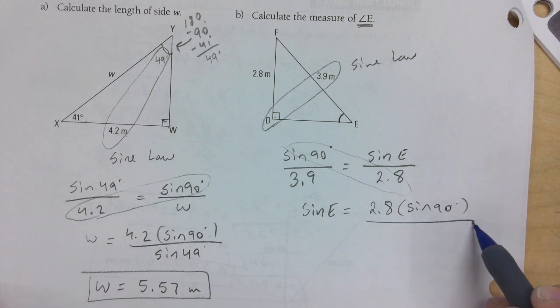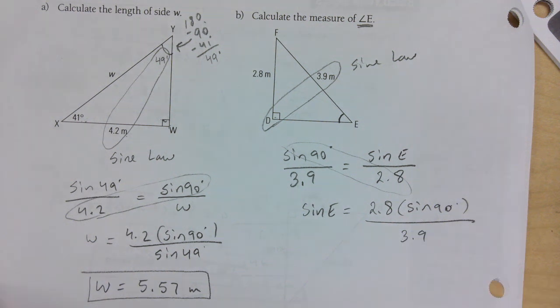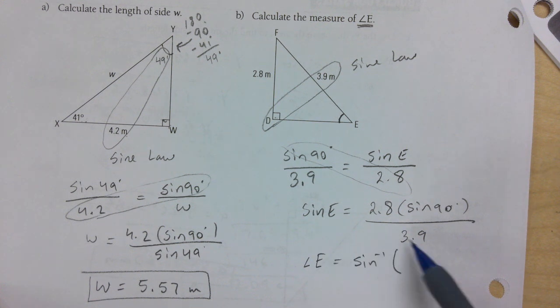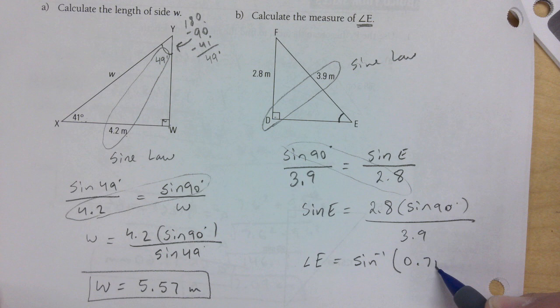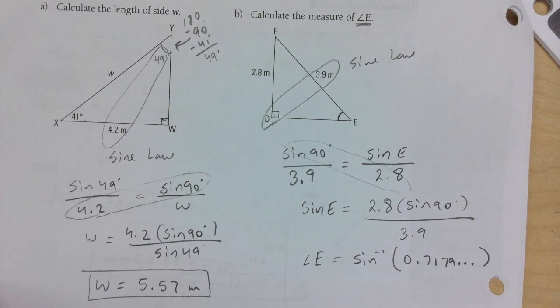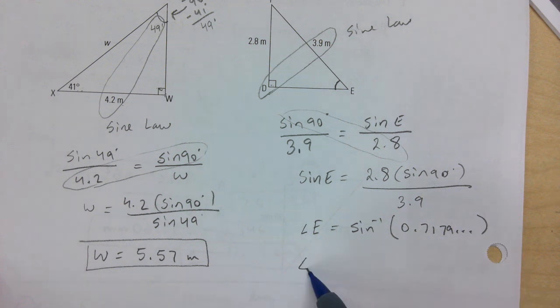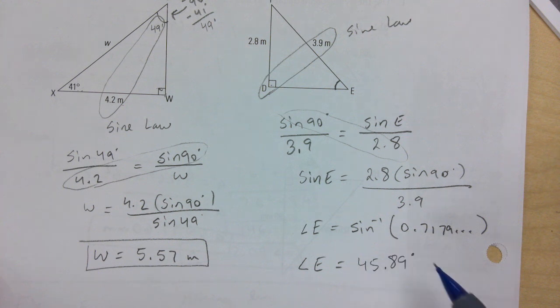That's your line. Angle E will be sine inverse of this, which is 0.7179, and it keeps going. Angle E is 45.89 degrees.